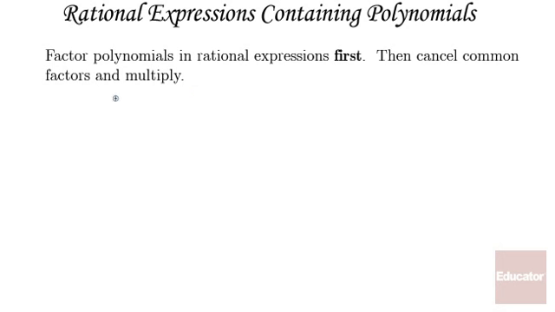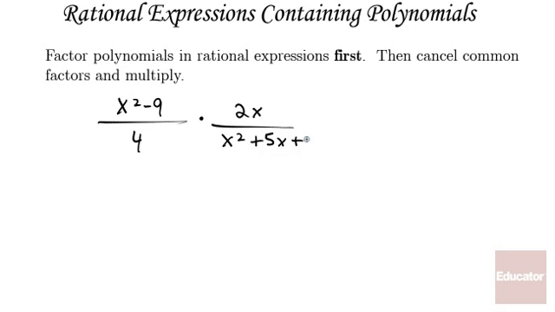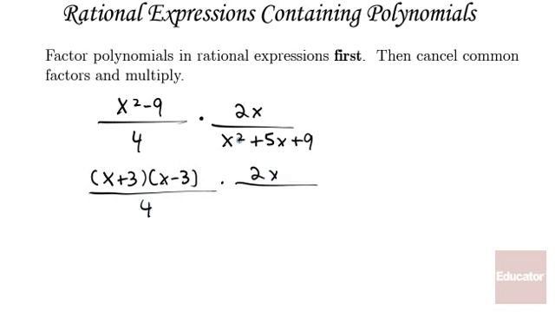For example, if you're given x squared minus 9 over 4 and asked to multiply that by 2x over x squared plus 5x plus 9, I see that I'm working with some polynomials, so I'm going to go ahead and factor those. X squared minus 9 is the difference of two squares, so that's going to give me x plus 3 times x minus 3 over 4 times 2x.